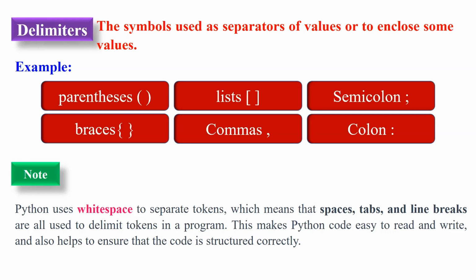Python uses whitespace to separate tokens, which means that spaces, tabs, and line breaks are all used to delimit tokens in a program. This makes Python code easy to read and write, and also helps to ensure that the code is structured correctly.